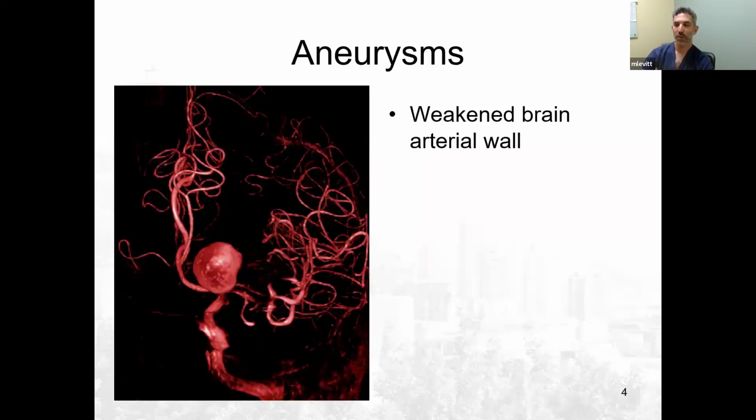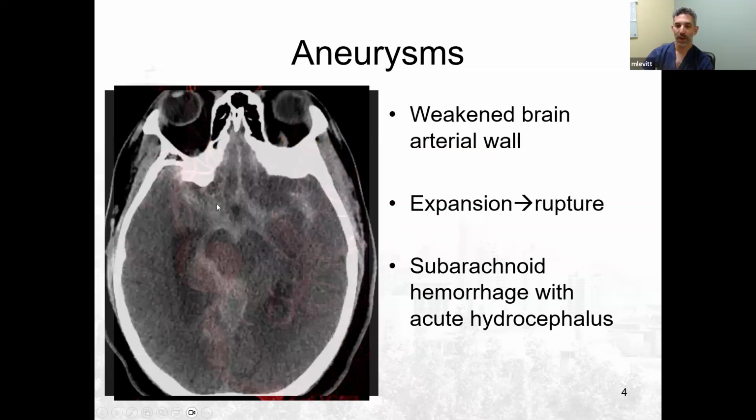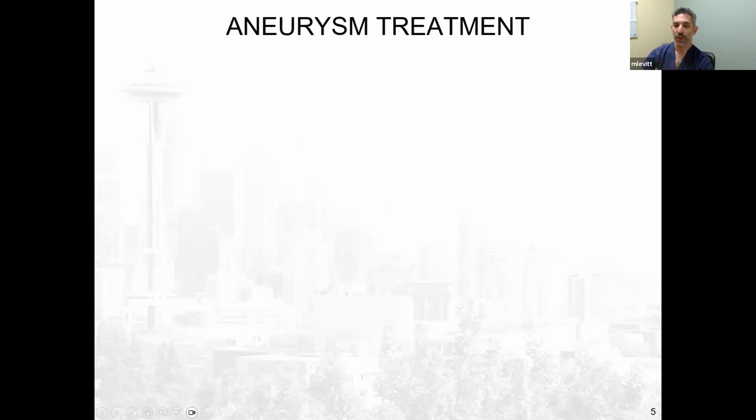Okay, so we'll start briefly with aneurysms. So aneurysms are a weakened brain arterial wall. I think you can probably see there's a problem right about here. And the reason we care about them is that if they expand, then they can rupture, and they can cause bleeding in the brain. This is a CAT scan showing this white stuff is blood in the area around the brain, and that's called subarachnoid hemorrhage with acute hydrocephalus. So this is life-threatening. It can be very dangerous. About 20 to 30% of patients do not survive, and then a big number of the patients who do survive end up with disability. So there's a lot of work in trying to better treat aneurysms and detect them.